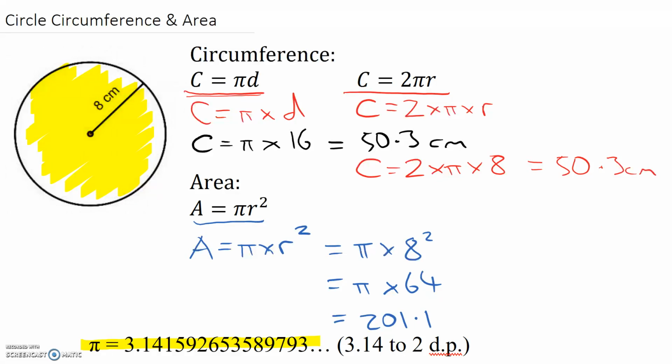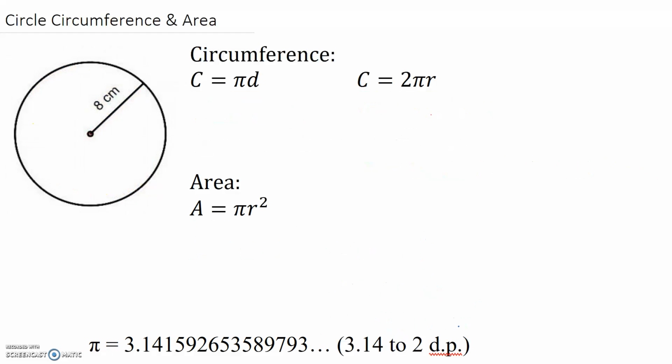201.1. Now this time we've got an area, so we need square centimetres. So 201.1 square centimetres to one decimal place. So all that remains is, how are you going to learn these formulae? How are you going to actually remember them?